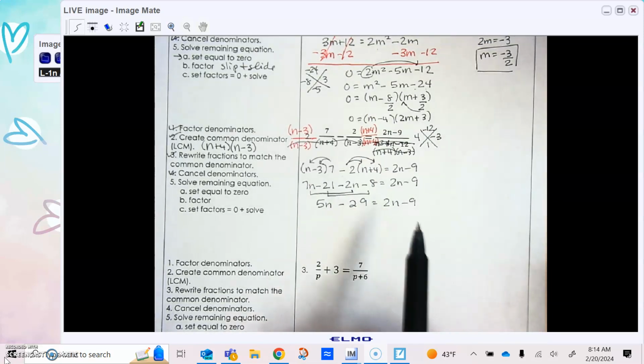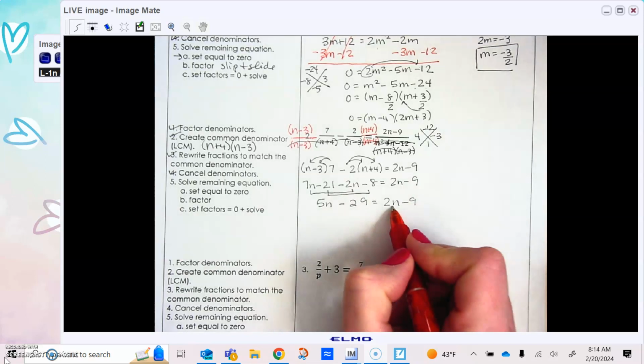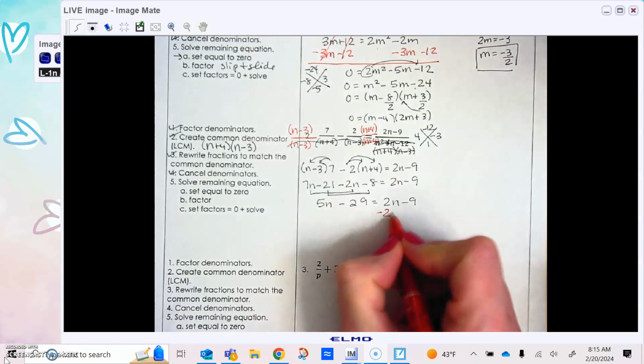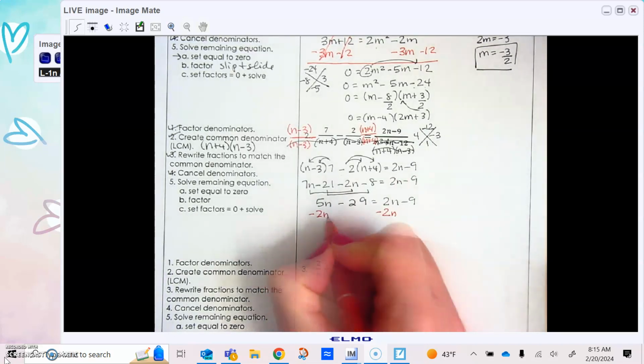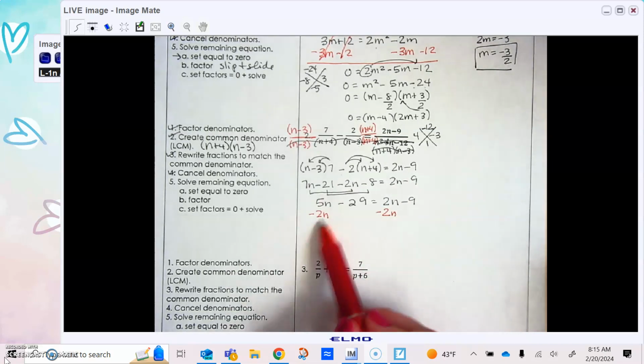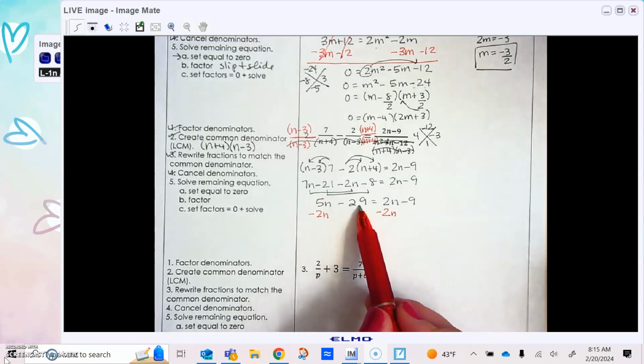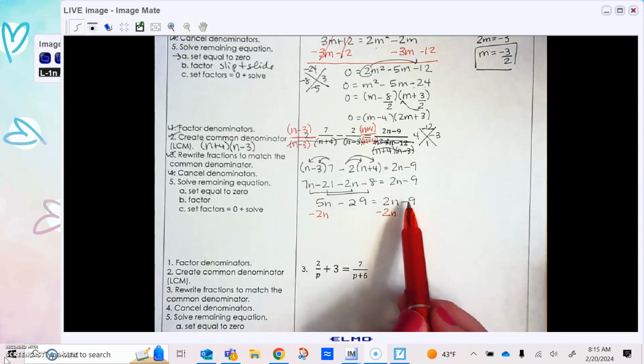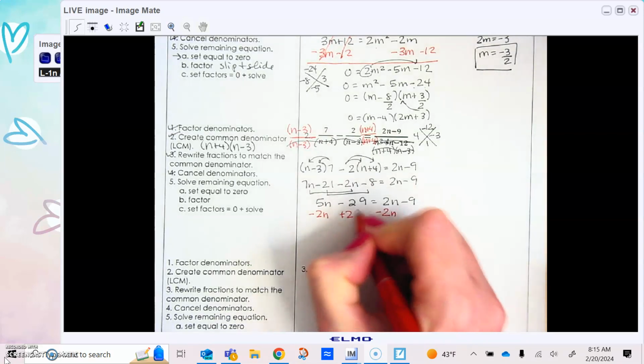So here what we're going to do is move all the variables to one side and the constants to the other, and then solve from there. So I'm going to move n's to the left by subtracting 2n to both sides. So now if all my n's are going to be on the left, I need to take this constant and move it to the right by doing the opposite, which is plus 29.